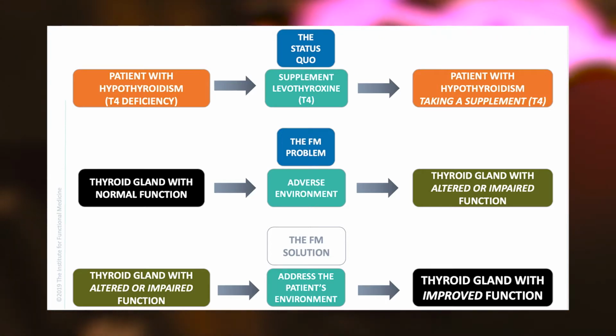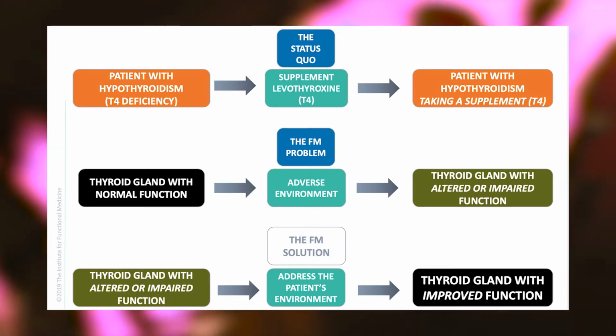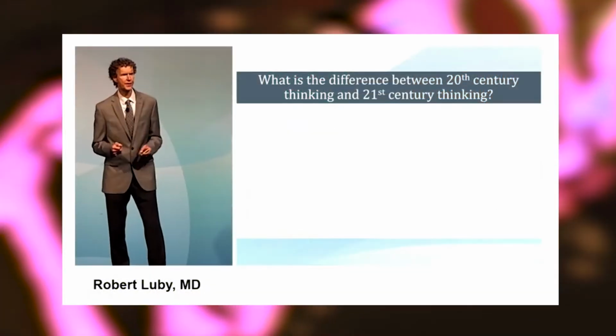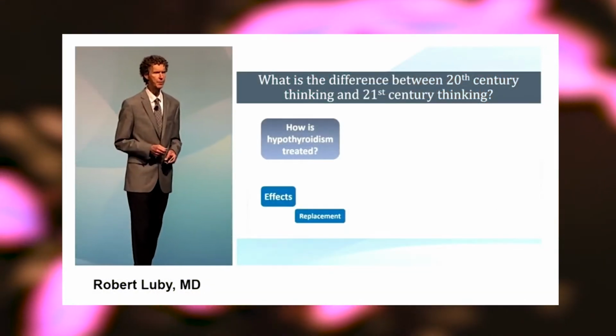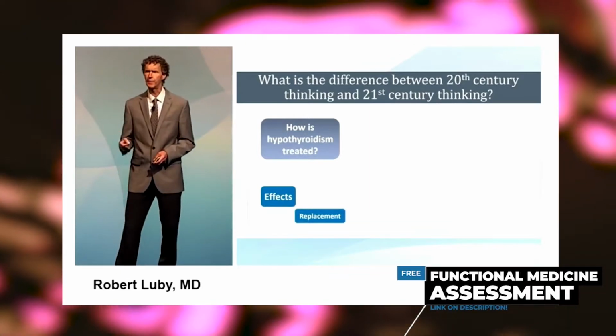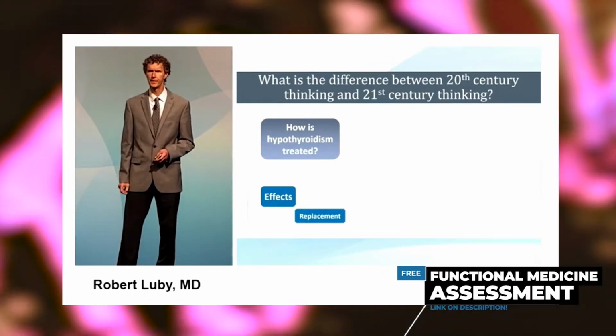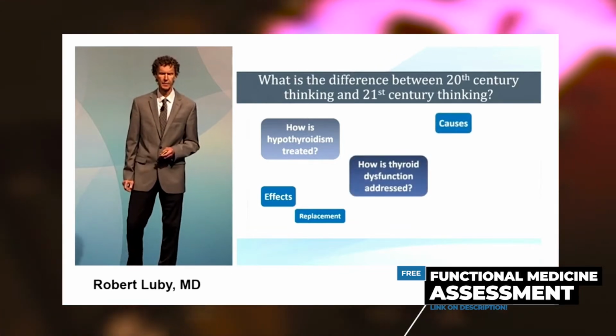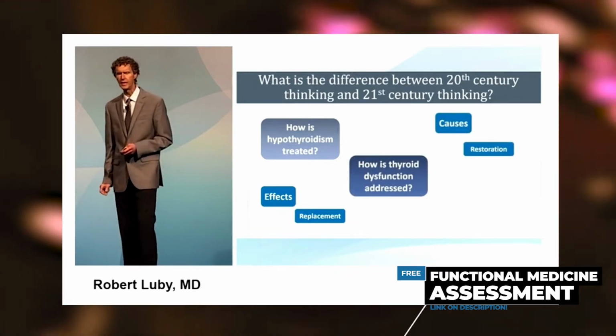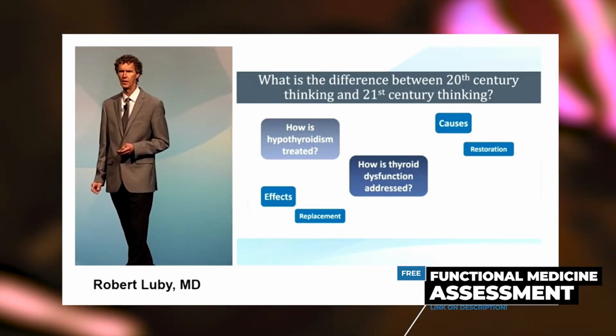So this is the difference in thinking between 20th and 21st century medicine. 20th century medicine, good population evidence-based medicine. How do we treat hypothyroidism? We treat the effects by replacing the deficiency. 21st century, good personalized evidence-based medicine. Address the underlying causes, restore function.